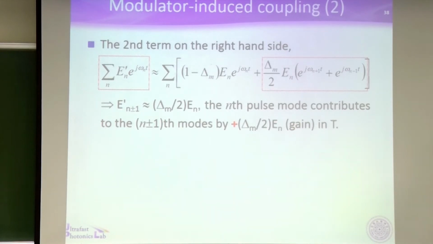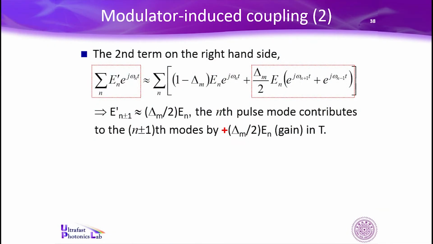The first term means the nth mode contributes to itself by a loss due to the intensity modulator. But the second term means the nth pulse mode contributes not to itself, but to its two neighbors by a positive term, which is a gain effect, not loss effect, right? Due to the intensity modulator. Although it looks controversial, why a modulator contributes to gain, it's only the gain to the side modes, not to itself.